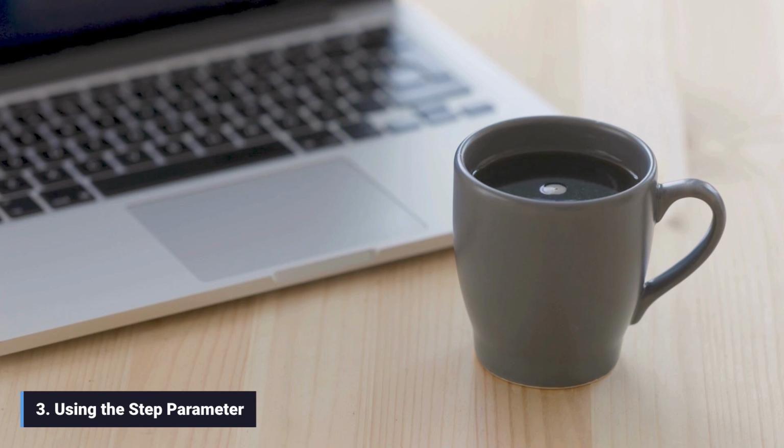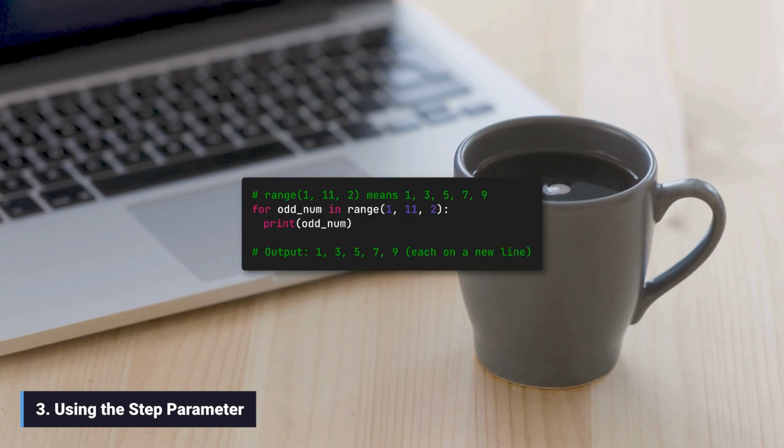3. Using the step parameter. We can use the third argument to define a step size. Let's print the odd numbers from 1 to 10 by setting the step to 2.